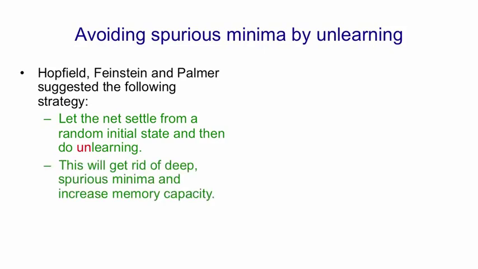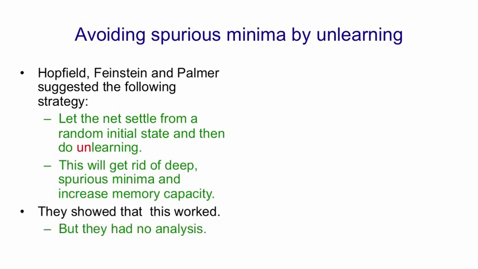So by getting rid of deep spurious minima, we can actually increase the memory capacity. Hopfield, Feinstein and Palmer showed that this actually worked, but they didn't have a good analysis of what was really going on.